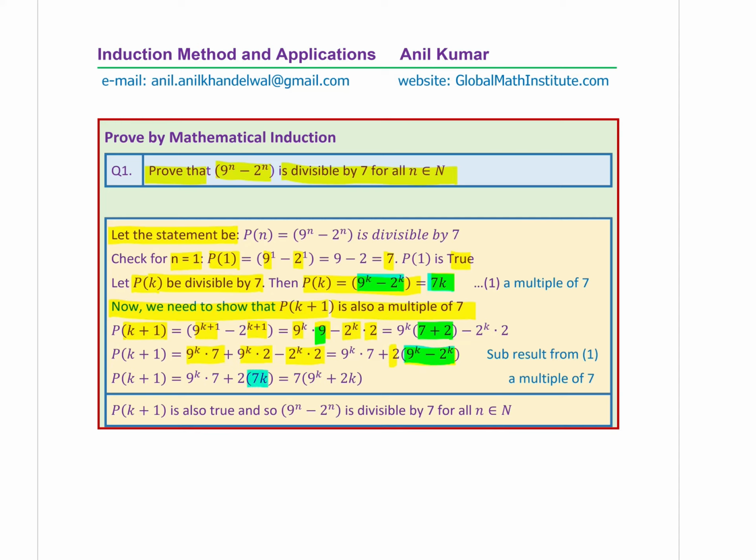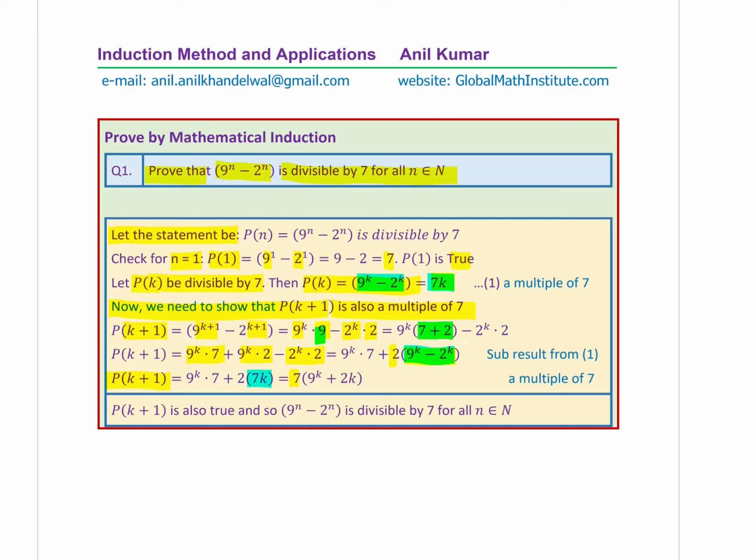So once you do that, right there, you can see that 7 is a common factor, and now you can factor 7 and write this as 9 to the power of k plus 2k times 7. Now clearly it's a multiple, multiplied by 7. Therefore, P of k plus 1 is also divisible by 7, right? So that is how we are going to prove it.